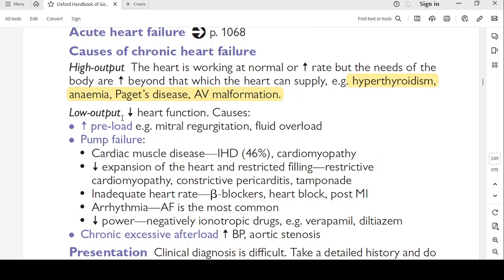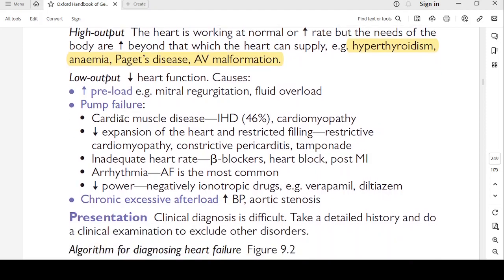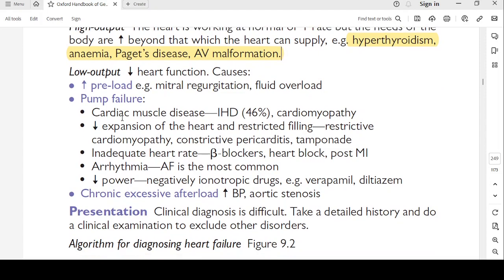Low output heart failure, that is decrease in heart function. Either it could be an increase in preload, for example mitral regurgitation or fluid overload, or a pump failure. Cardiac muscle diseases like ischemic heart disease, 46% of the cases, and cardiomyopathy. Decrease in expansion of the heart and restricted filling, like in restrictive cardiomyopathy, constrictive pericarditis, tamponade. Inadequate heart rate, like beta blockers, heart block, post-MI, arrhythmias; atrial fibrillation is the most common. Decrease in power: negatively inotropic drugs, for example verapamil and diltiazem.